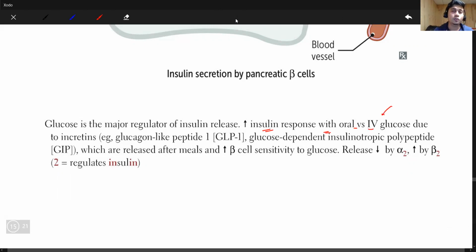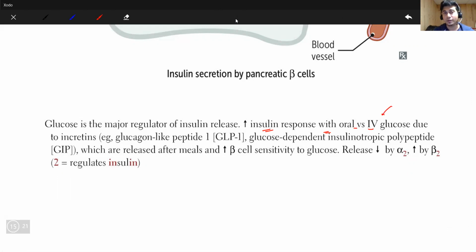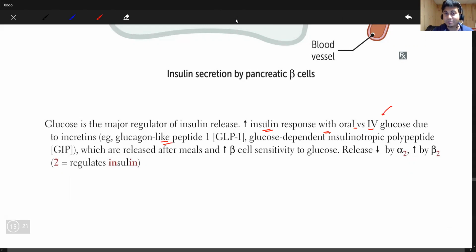That means if you take the glucose through the mouth, there will be more insulin release than if you take it directly into your vein. Because when the food or glucose passes down through your GI tract, that stimulates incretins. These incretins are glucagon-like peptide and GIP. GIP is glucose-dependent insulinotropic polypeptide. These are increased, and they increase the sensitivity of the beta cell to glucose so that the beta cell releases more and more insulin.